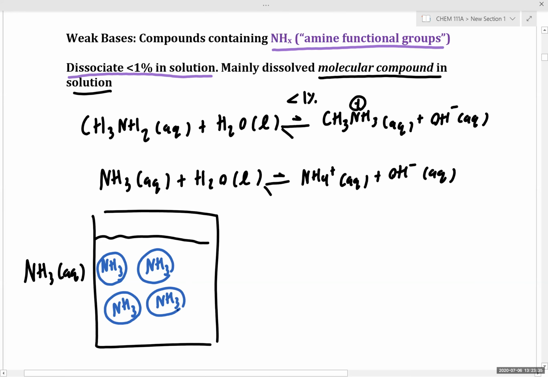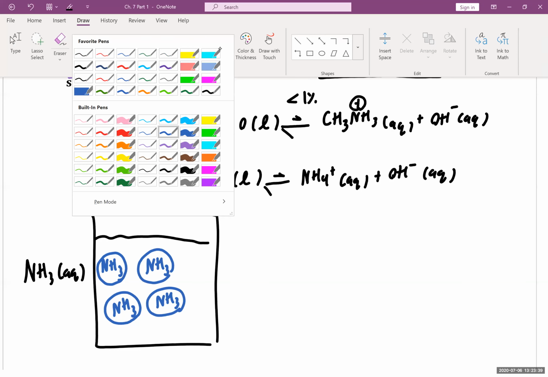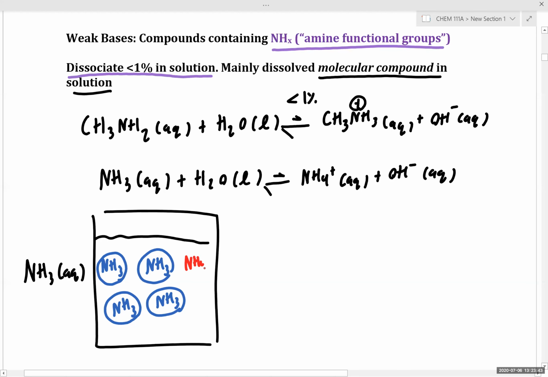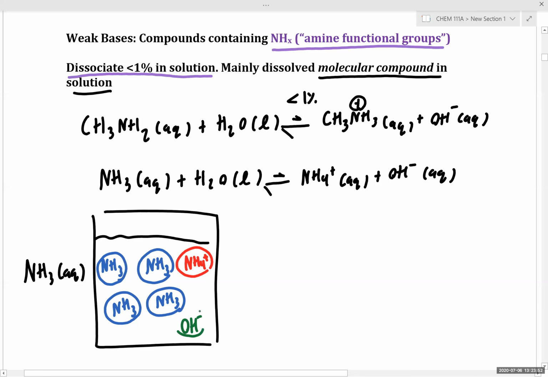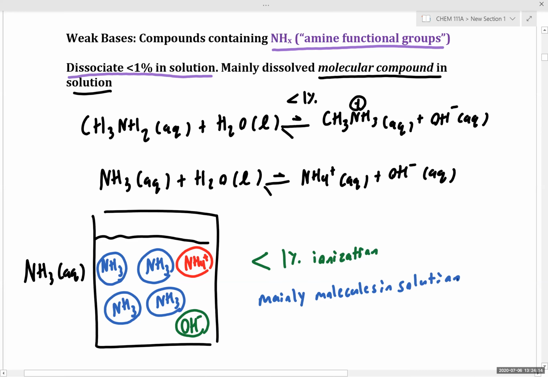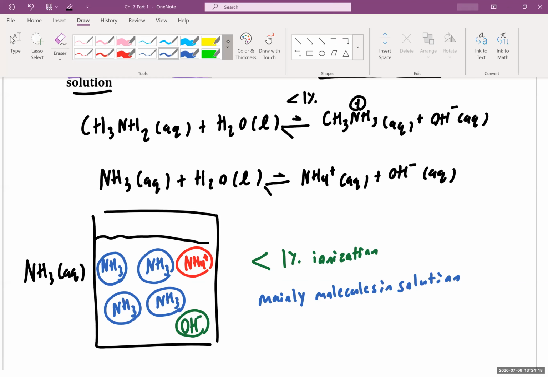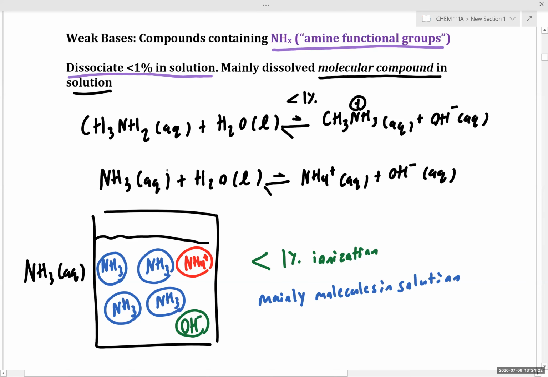And then a really, really small percentage of all of our molecules are going to exist as ionic species. So we'd have a really small amount of ammonium ions and hydroxide ions. The key feature is that there is less than 1% ionization. So in solution, we have mainly molecules. It's always important to draw pictures. What is actually going on at an atomic or molecular level in solution? What are the major species? That in turn influences how we describe chemical reactions in solution. Does this make sense to everyone so far?